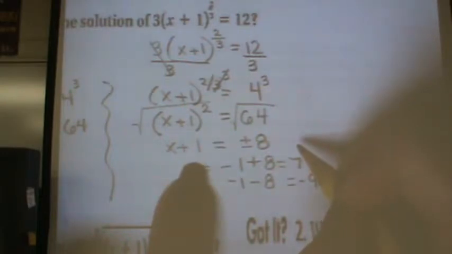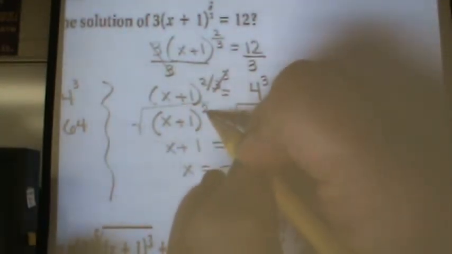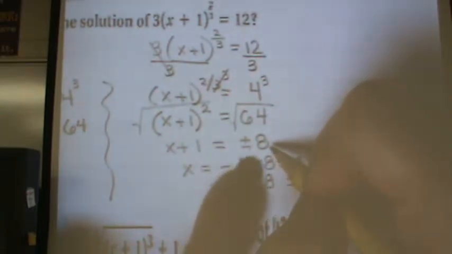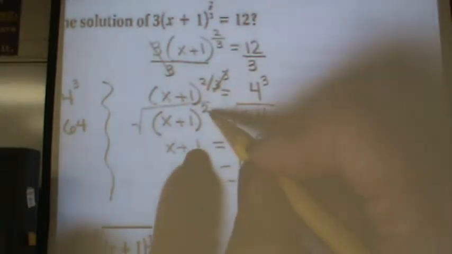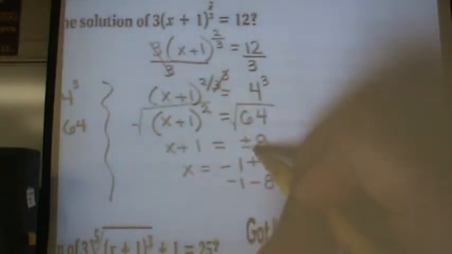First of all, let me clarify this. You only do plus or minus when this is an even number. So 2, 4, 6, 8. If it were to the third power, you only have a positive one. So if this power is 2, 4, 6, or 8, when you take the square root or fourth root, then you have plus or minus.